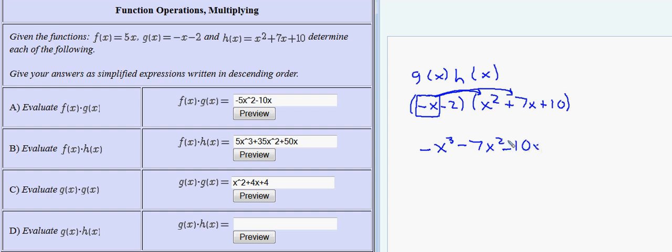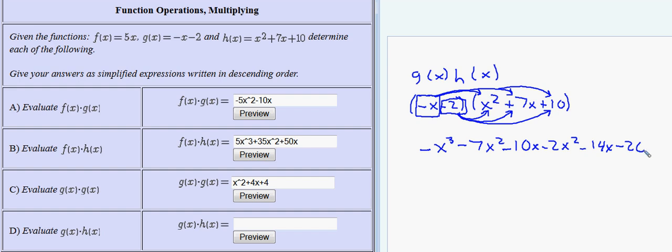That's the first term. Now I'm going to take the second term, which is negative 2, and I'm going to distribute it 3 times. So the first time would be negative 2. Oh, I forgot to draw my arrow up here, didn't I? So negative 2 times x squared is negative 2x squared. We have negative 2 being multiplied by a positive 7x. Negative times a positive is a negative. 2 times 7 is 14. We have the x. And then my last multiplication finally is a negative 2 times a 10. That would be negative 20.